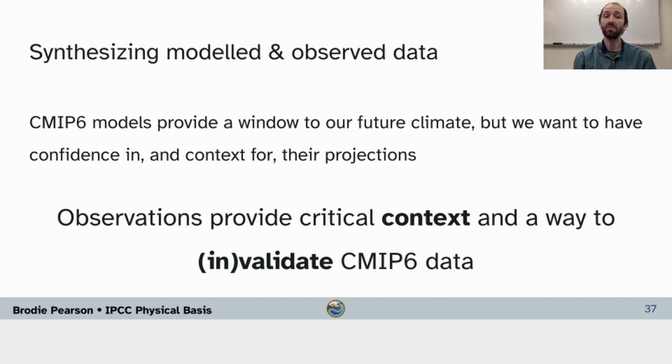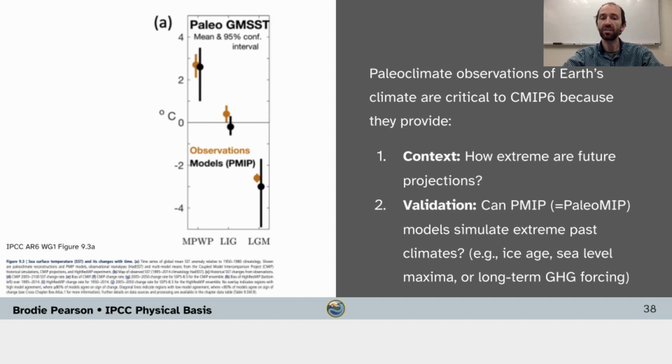So we know that CMIP6 models are one of our primary ways to look into the future, at what our future climate might hold. But at the same time, we want to be able to have confidence and context for those projections. And observations, both modern historical observations and paleoproxy observations, provide that critical context and a way to validate or to invalidate our CMIP6 data and their projections. So that's what you're going to be doing in this final tutorial.